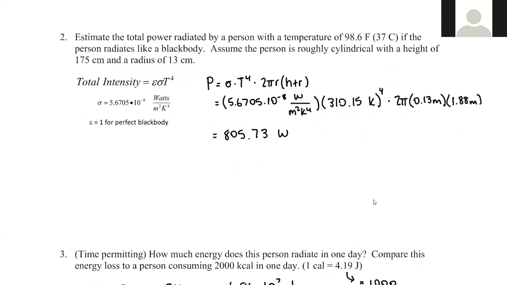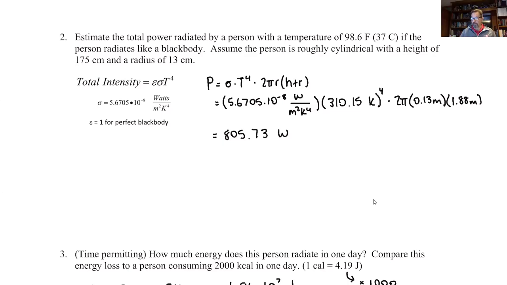So the first one, you guys understood that equation. For the second one, to find the power radiated, you have to change the temperature to Kelvin, and then use the Stefan-Boltzmann equation, which is basically the radiation times the area. For the area, you assume the human is a cylinder with a given radius and height. When you plug everything in, you get 805.73 watts.